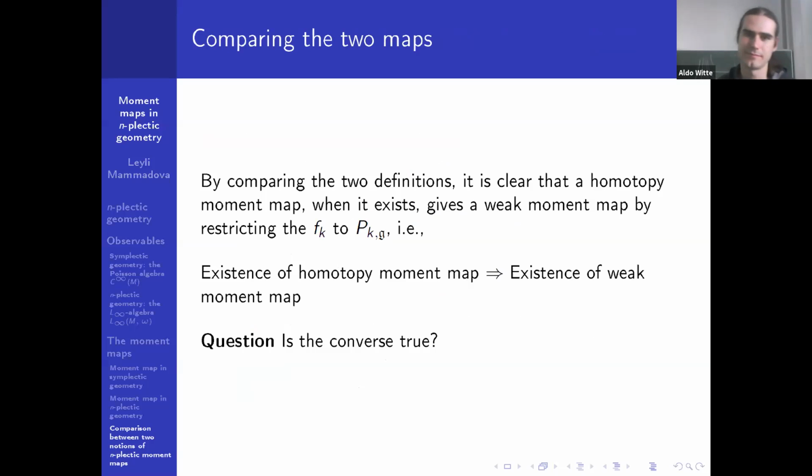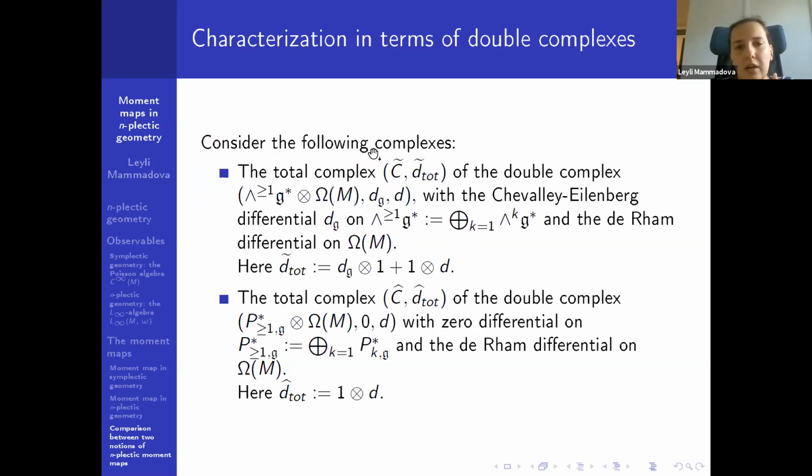So let me just say ahead that the first question, if there's a weak moment map, is there a homotopy moment map? That one has a slightly easier answer, because if we just add one extra assumption, then the answer is affirmative.